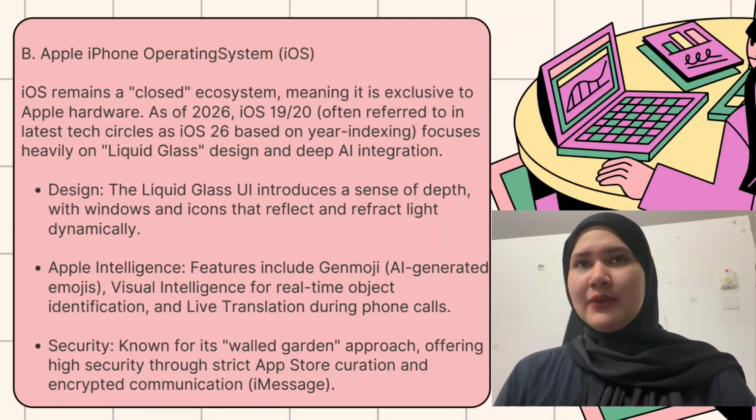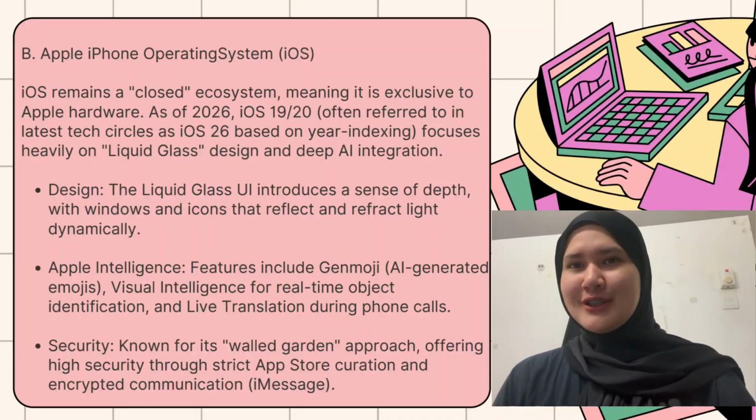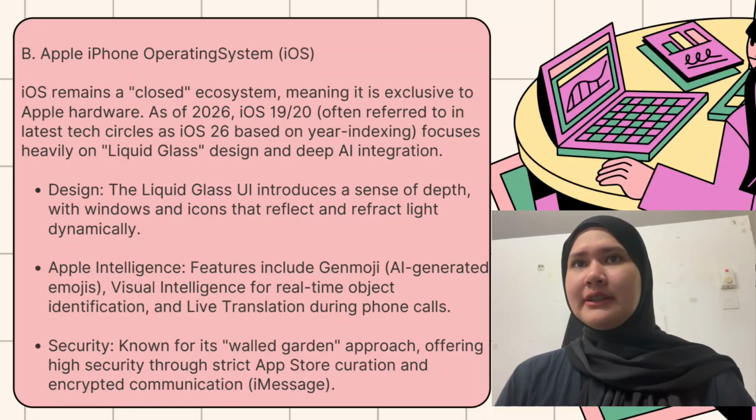Firstly, design. The Liquid Glass UI introduces a sense of depth, with windows and icons that reflect and refract light dynamically. Second, Apple Intelligence. Features include Genmoji, AI-generated emojis, visual intelligence for real-time object identification, and live translation during phone calls. And lastly is security, known for its walled garden approach, offering high security through strict App Store curation and encrypted communication, iMessage.